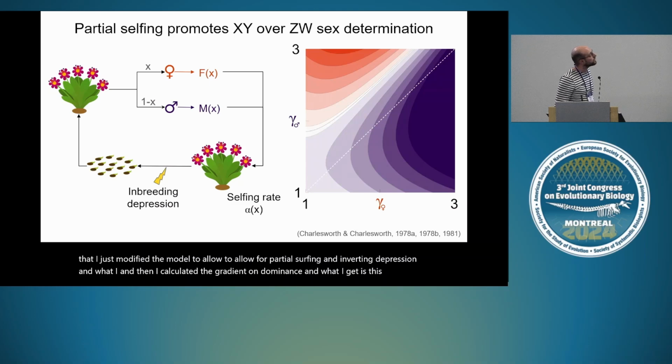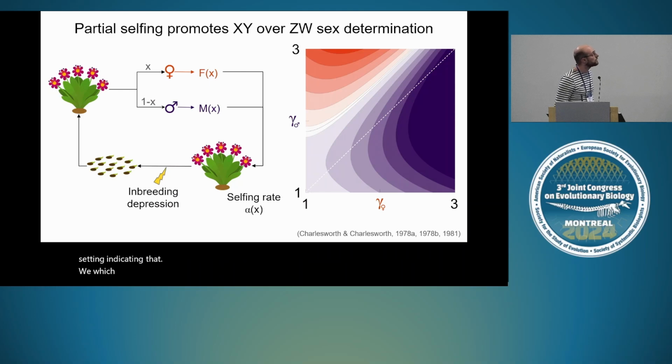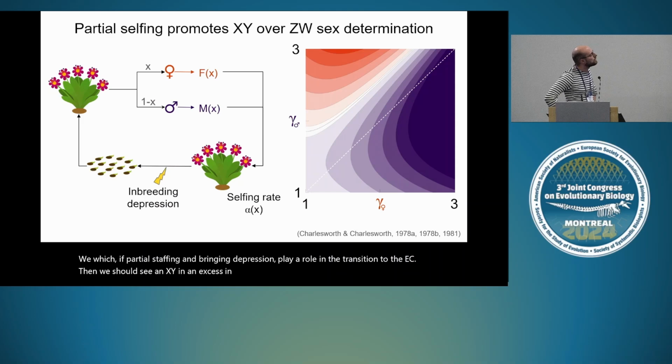So here you see that the zone in which XY systems are favored is massively increased by partial selfing, indicating that if partial selfing and inbreeding depression play a role in the transition to DIEC, then we should see an excess in XY systems. And I don't think I have time to go much into the details, but the underlying reason is that selfing will tend to decrease the frequency of the male homozygotes, and so it decreases the competition it imposes upon the heterozygotes. And so it further favors dominance of the male allele.